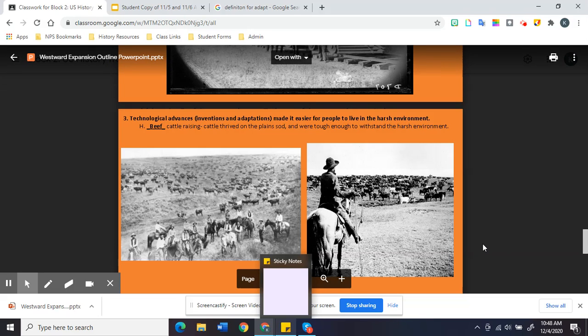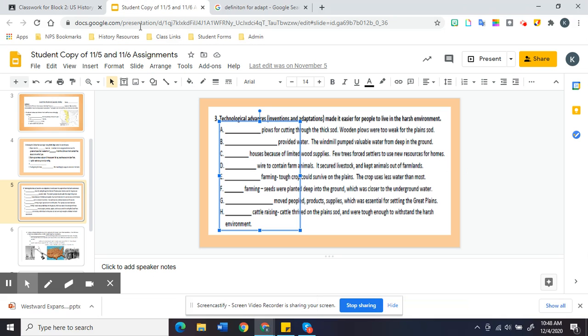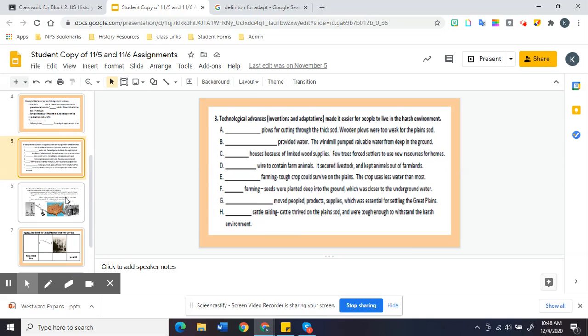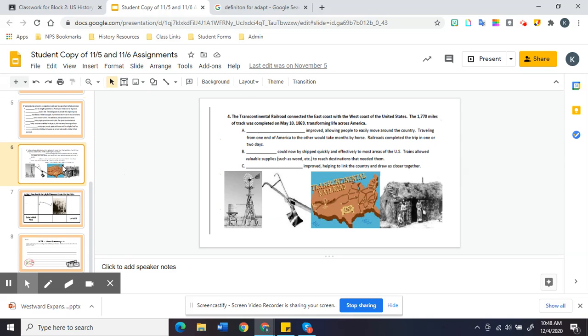So, just keep in mind, there are different types of cows that are used for beef than for dairy. If you want something to make a lot of milk, you need a lot of water for it. So they could do with less water and more food because you want the meat, not the milk. And that will finish up slide 5. Then we have slide 6.